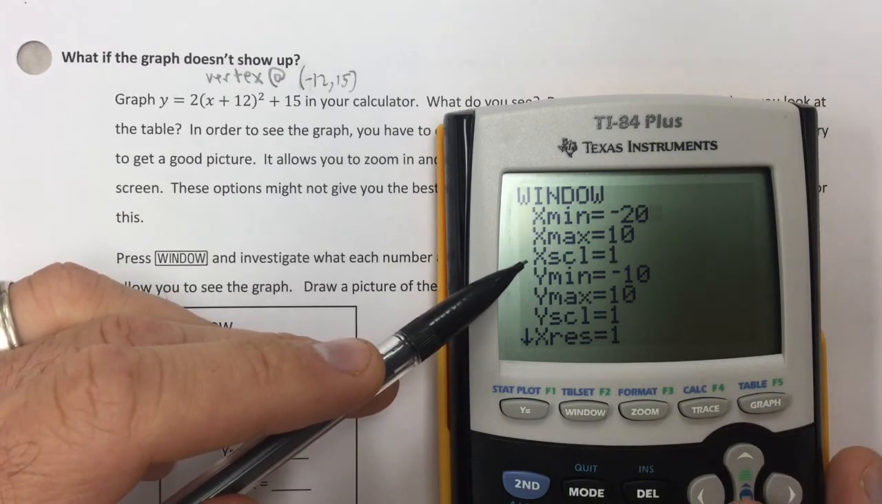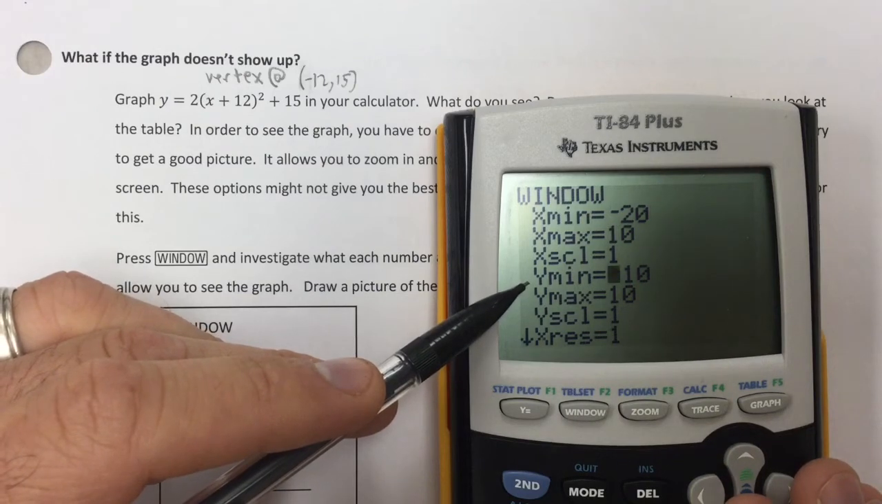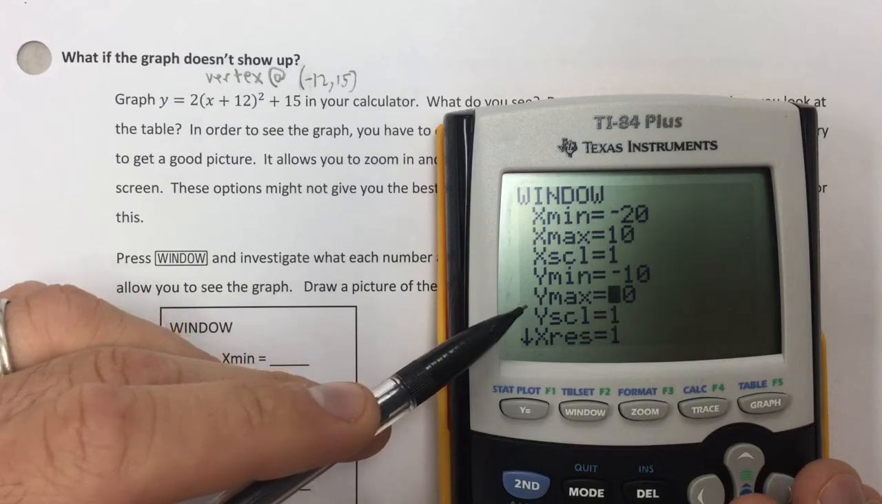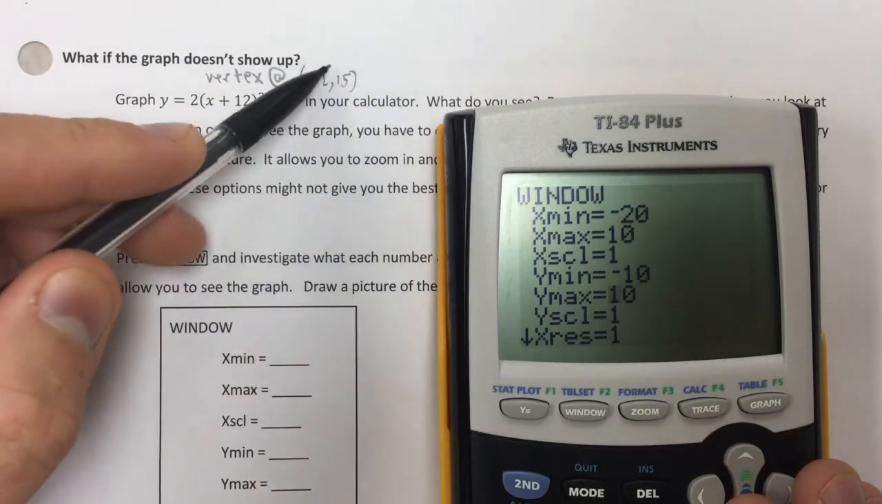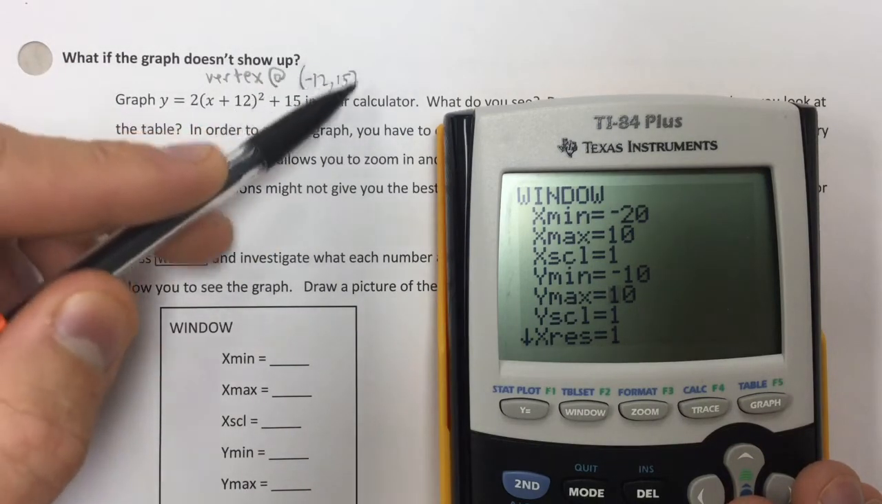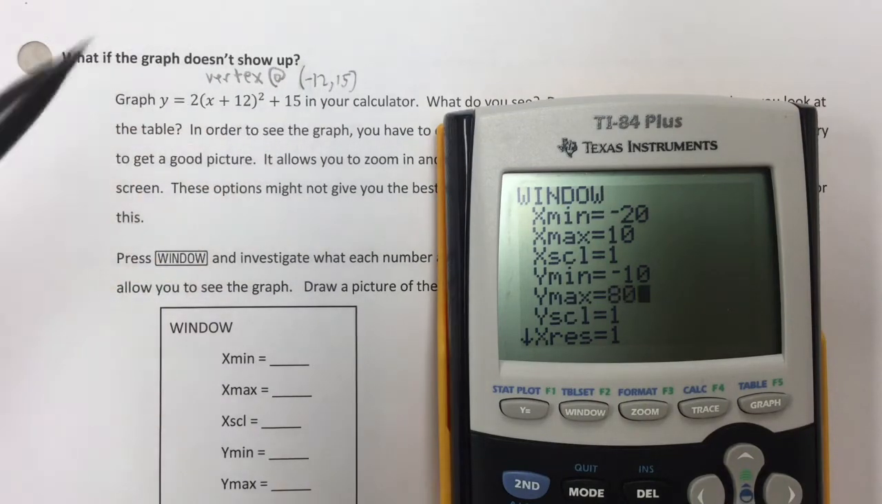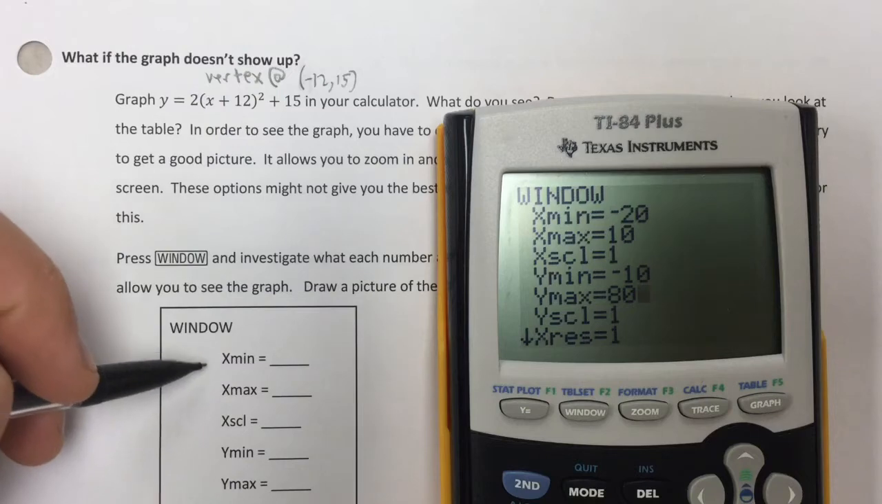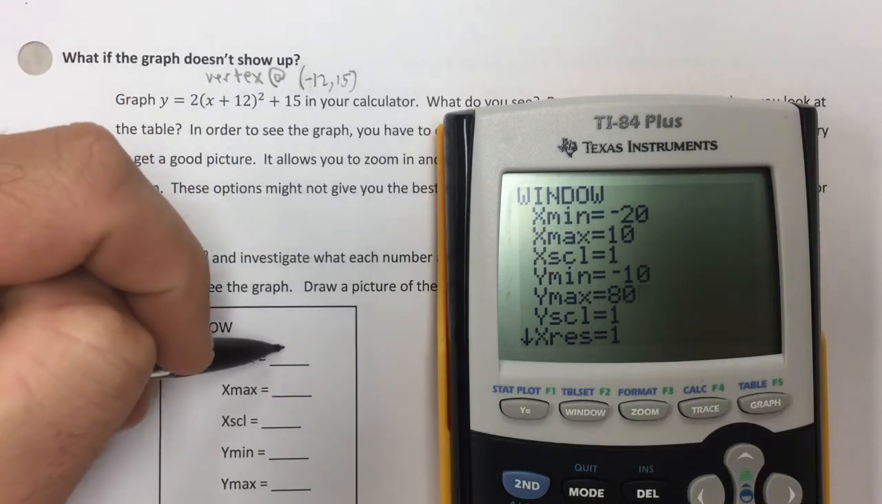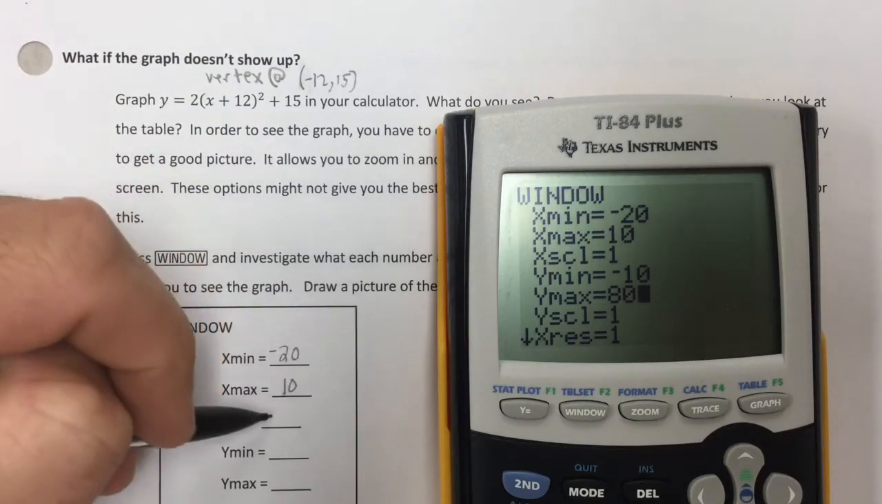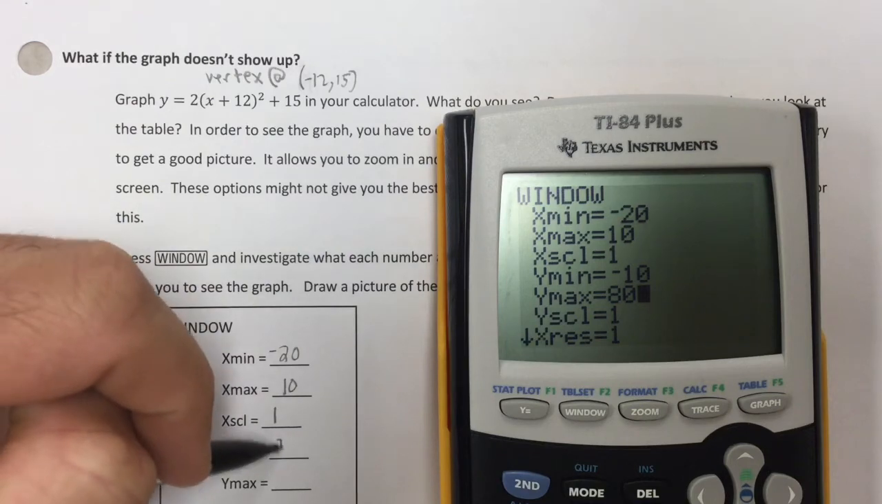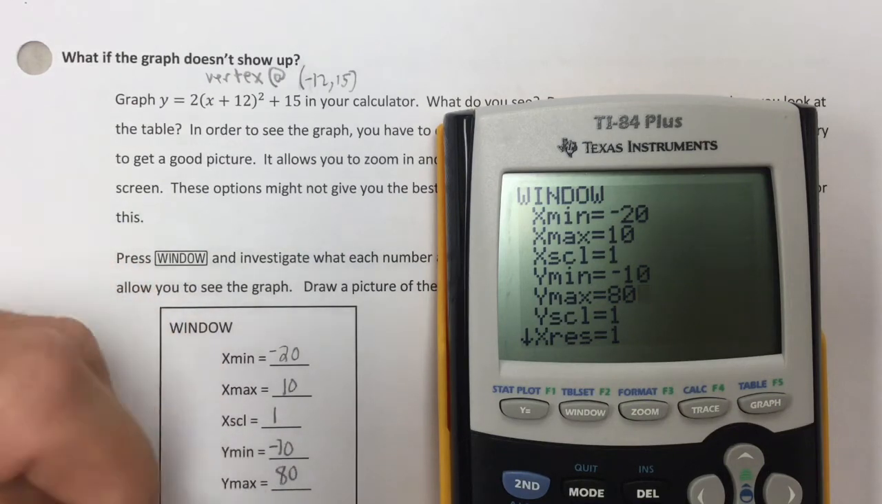The x scale you keep as 1. The y minimum is fine at negative 10. But my y max is what needs to be changed, because right now my vertex is only at 15. It's only getting higher from there. So I'm going to do like 80. Again, the window we did was negative 20, 10, 1, negative 10, 80, and 1.